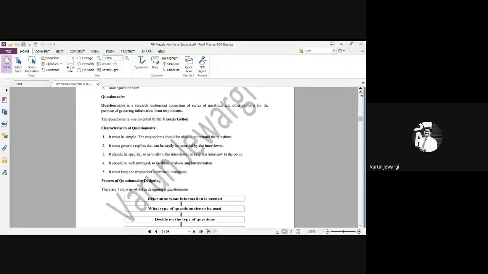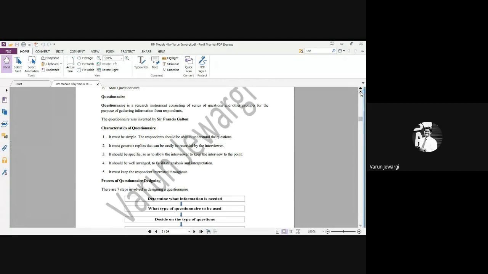Second, it should generate replies. It means the respondent should be happy answering your question. You should not be worried about whether anyone will answer it. No, it should generate replies. People should reply to your questions. That is very much required. It should be specific. When I say specific, if you're doing research on a brand, say for example the hair category, then you've got to speak only about the hair category and not his income, his personal questions or some other product. You should be very specific about what you're doing.